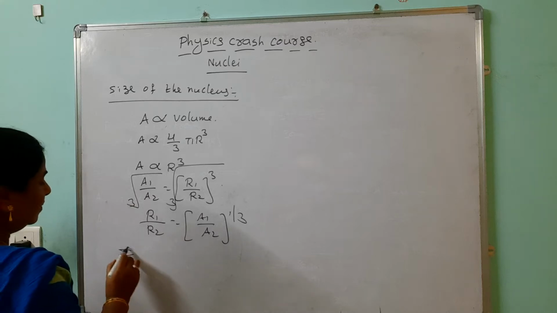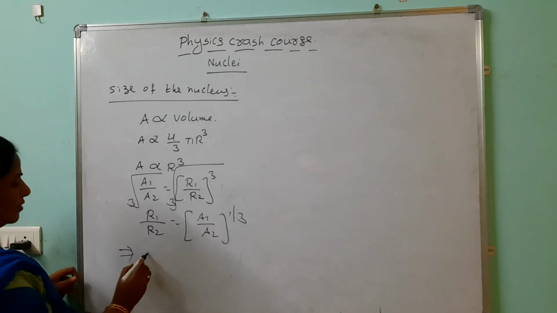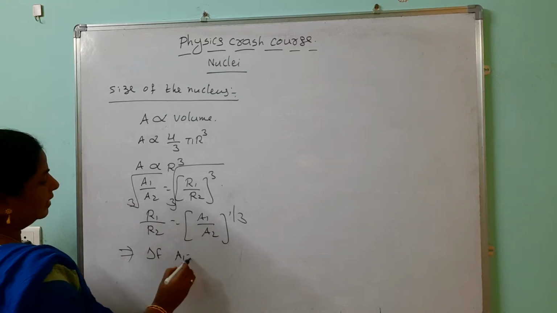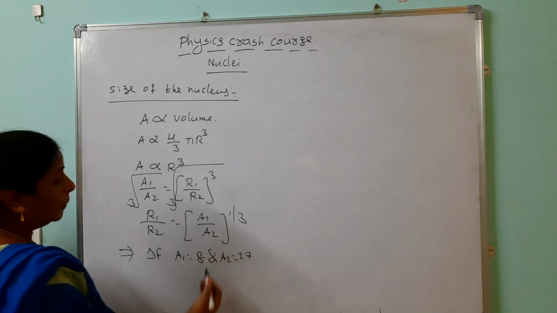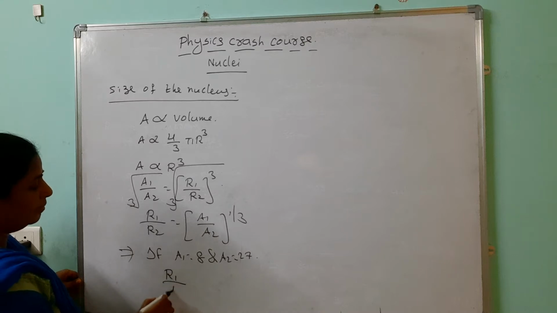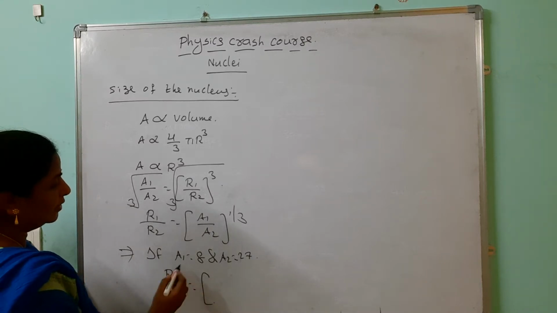This is a very, very important formula. We do one problem also. Suppose A1 equals 8 and A2 equals 27, compare the radii of the nuclei. Immediately we can go through the ratio of this one.